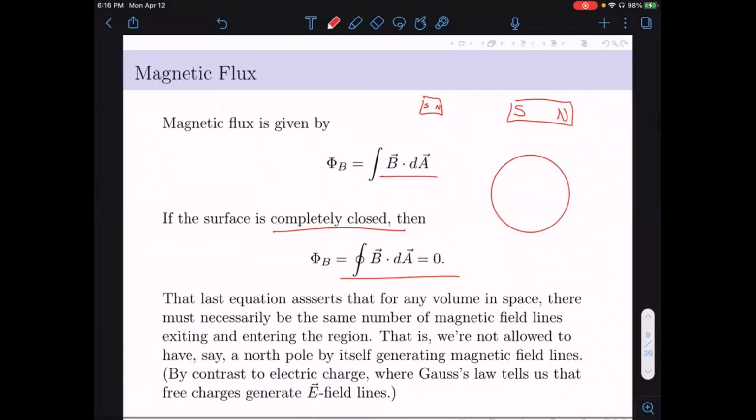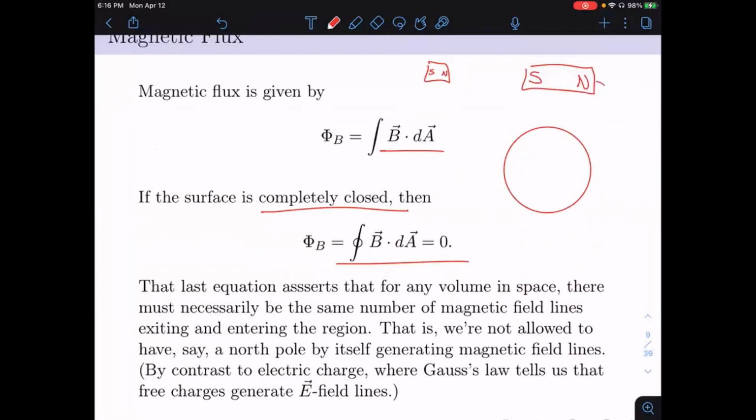So what this is saying is that the north pole is going to generate your magnetic field lines that go back towards the south pole. Unlike in unit 1, where I could just have a positive charge that would make E field lines.